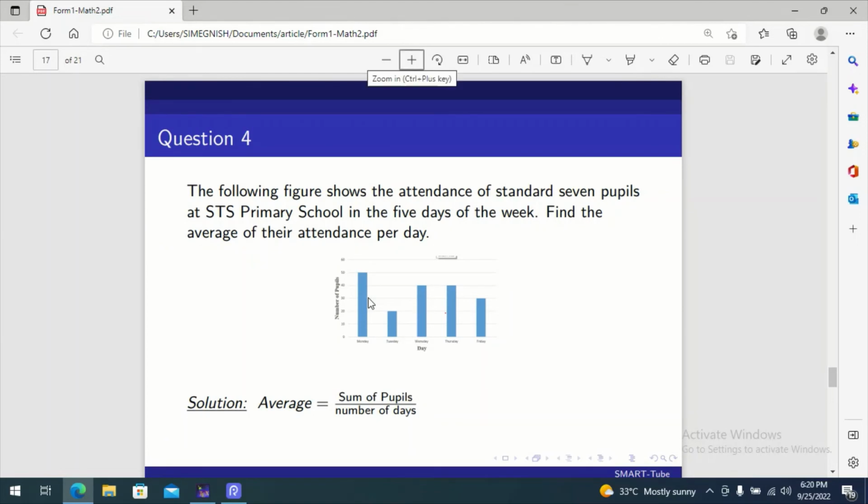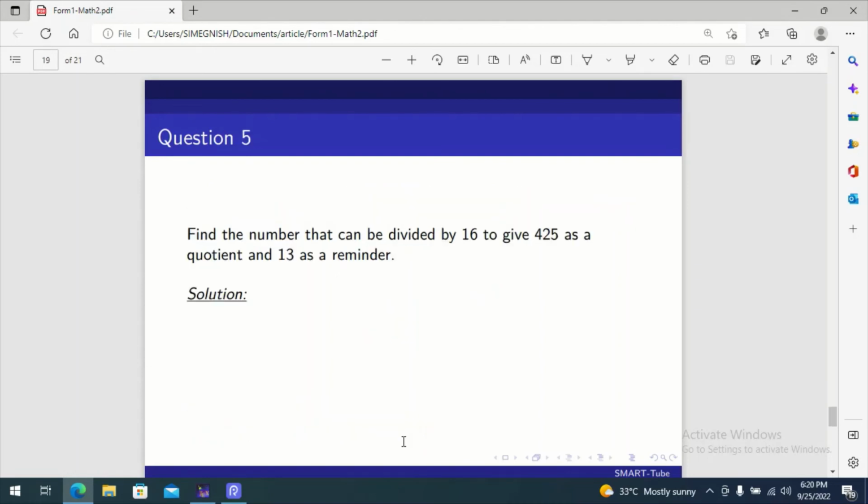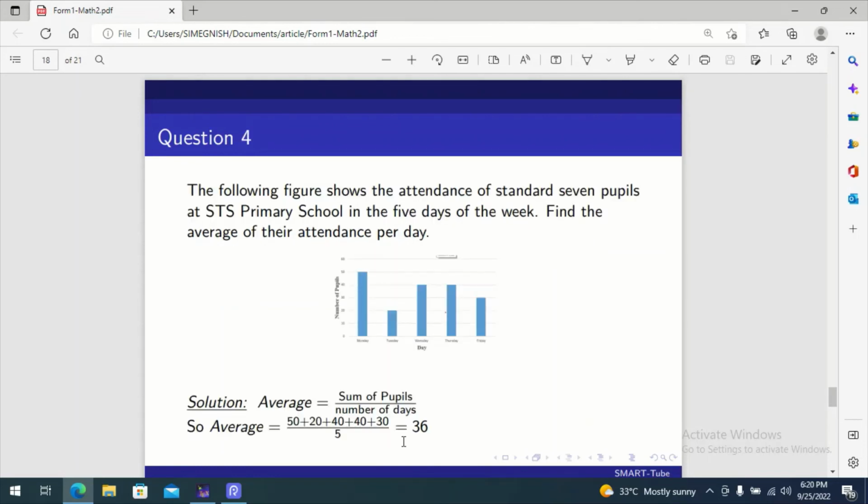Summing up, we'll have 180 divided by 5, which would be 36. So the average number of their attendance per day was 36. I mean, the average attendance of the standard 7 pupils at STS primary school per day was 36. So this is how we interpret it.